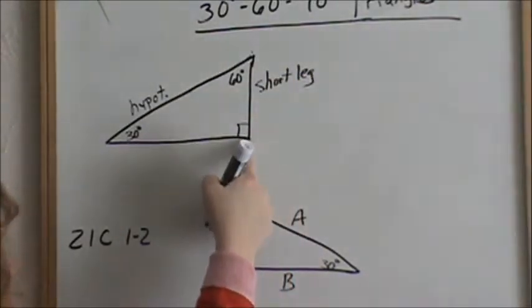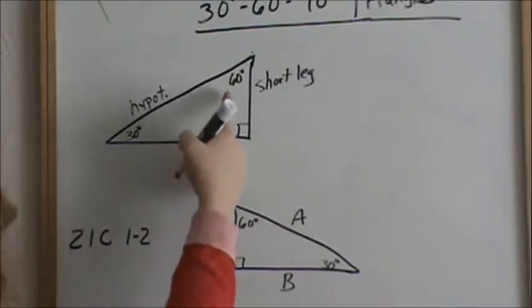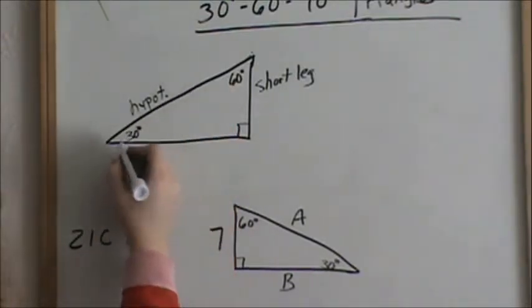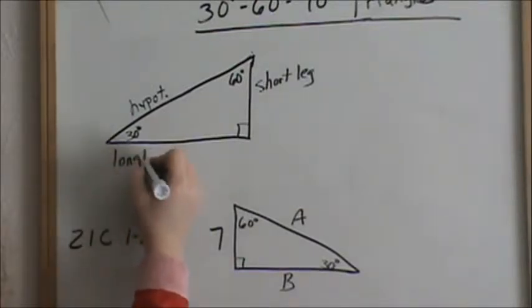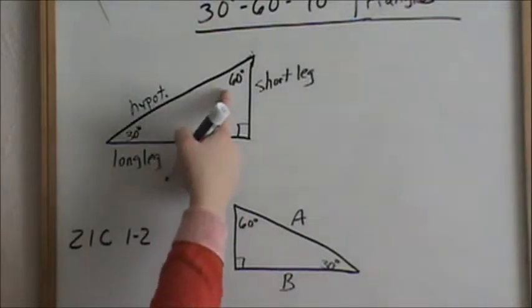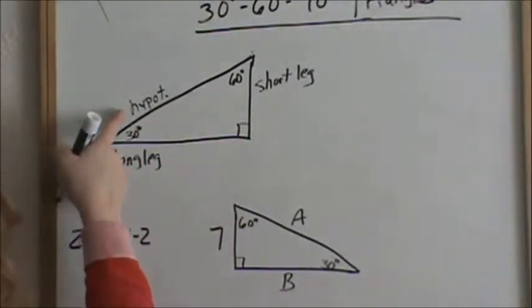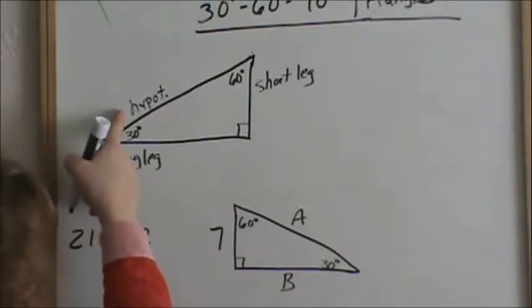On the leg that's opposite the 30 degrees, we call this the short leg. It will be the shorter side because it's opposite the smaller angle. The side opposite the 60 degrees, we call the long leg. It will be the longer side of the two legs because it's opposite the larger of the other two angles. Remember, the hypotenuse will always be the longest side.